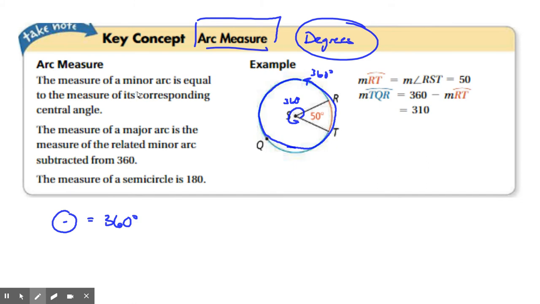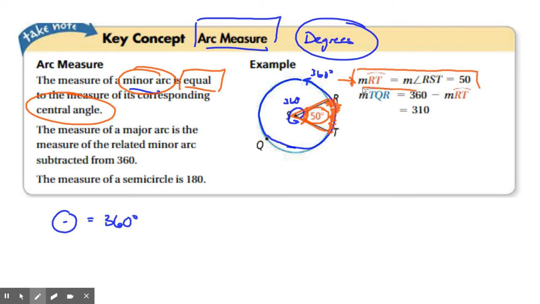So if I want to find the measure of a minor arc, the measure of any minor arc is equal to the measure of its central angle. So right here, if I want to find the measure of arc RT, it's going to be equal to the measure of the central angle that helps form that arc or opens up to that arc. And that would be this angle, 50 degrees, the measure of angle RST. This is how you find minor arc measures. And again, that'd be in degrees.